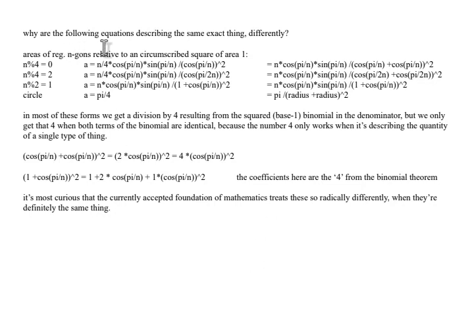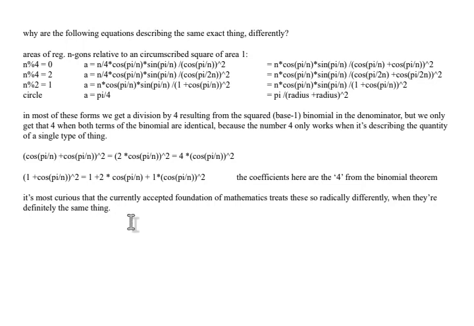Alright, so my basic question, like why I was looking at Pascal's triangle and the binomial theorem, etc. The multinomial theorem. Because we forgot that polynomials are a thing and polynomial means multinomial. Anyway, why are the following equations describing the same exact thing differently?